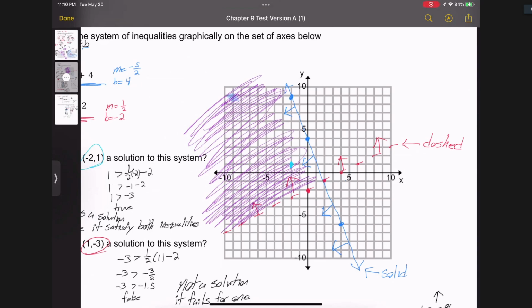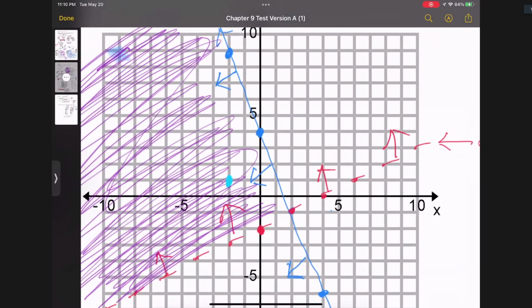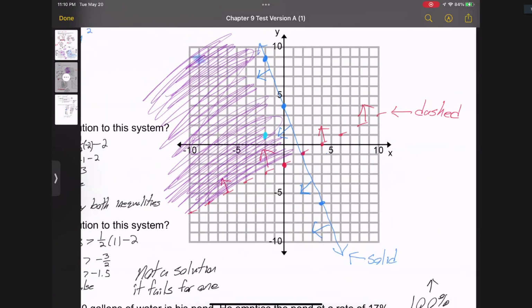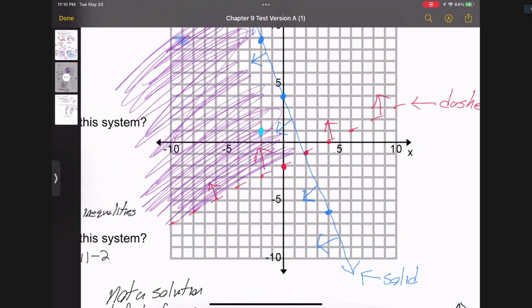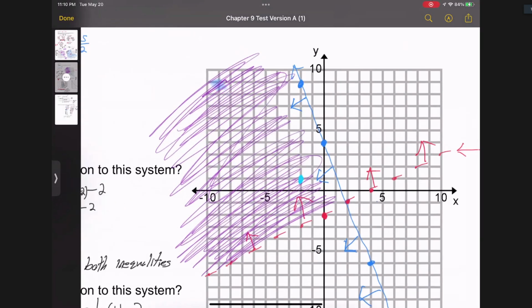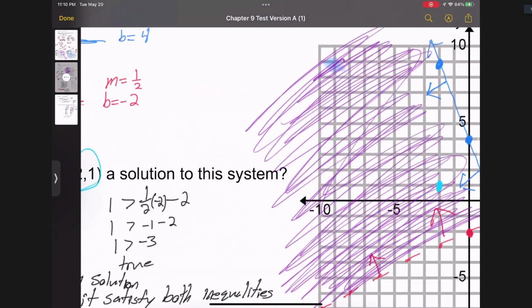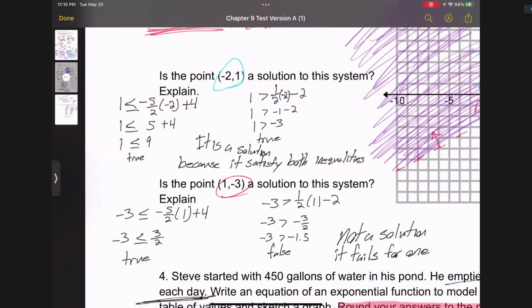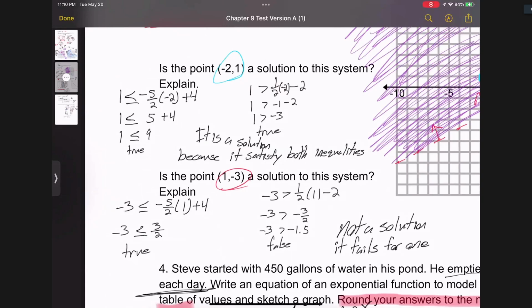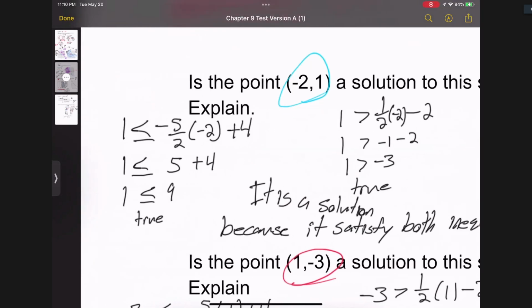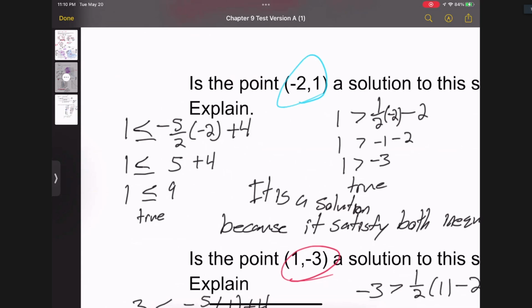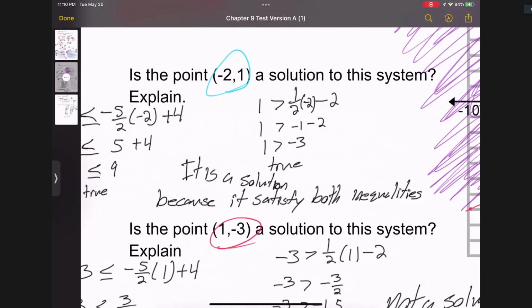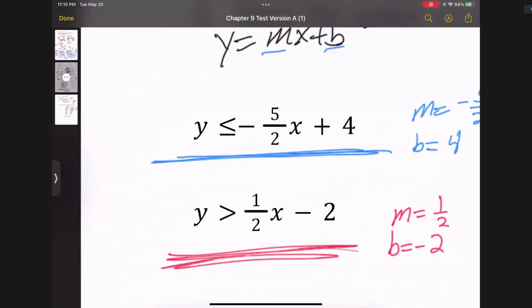So only the overlapped. I know that you're shading above the red dashed line, and below the solid blue line, but the solution is only the overlapped. That is this section that I highlighted in purple. It's only the overlap. And you have two scenarios for proving that a point is part of the solution. If you're given a point, you can just plug it in. If it is true for both inequalities, then it is a solution because it satisfies both inequalities. Which are the inequalities? Both of these up here.